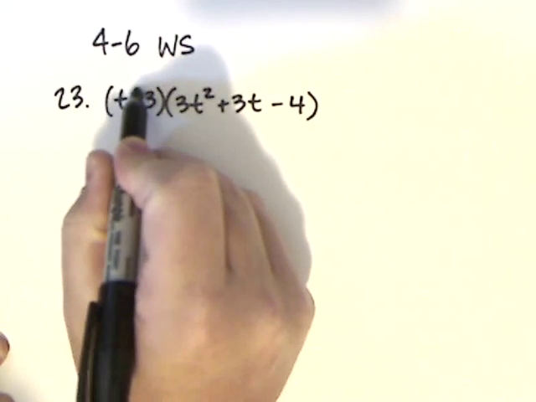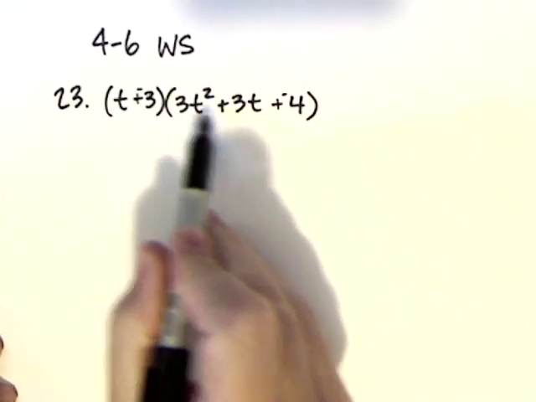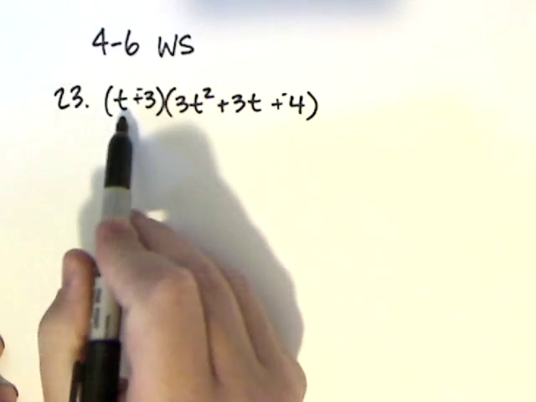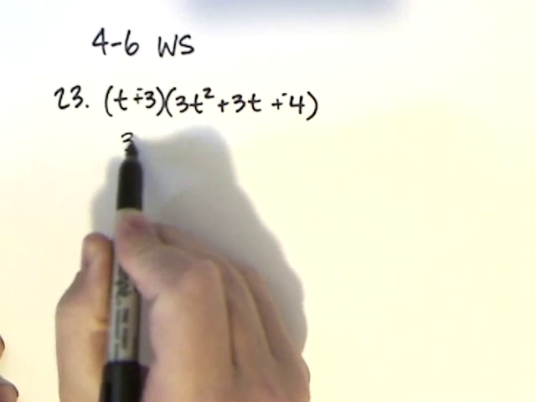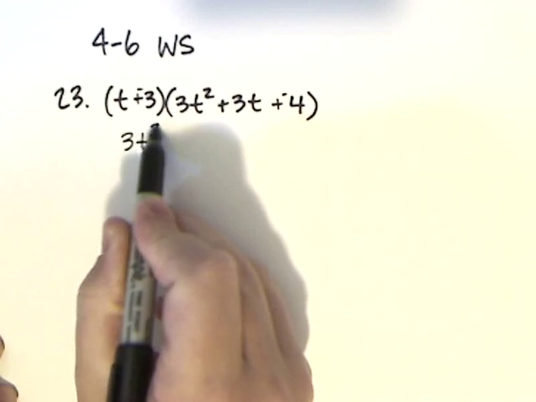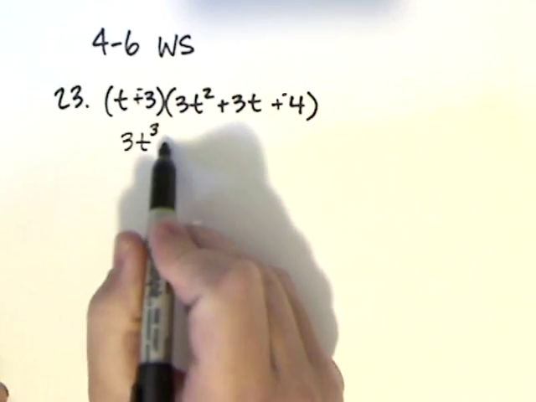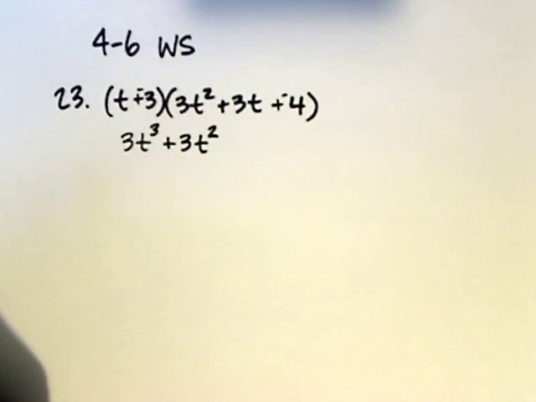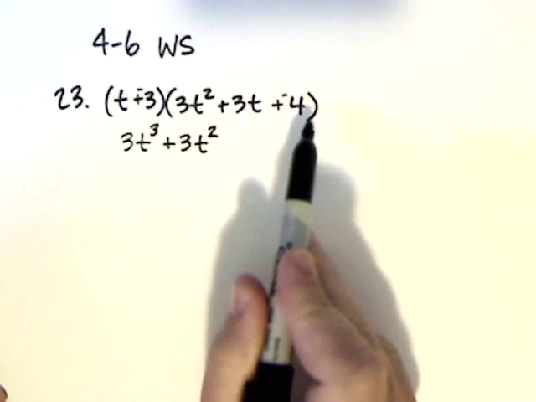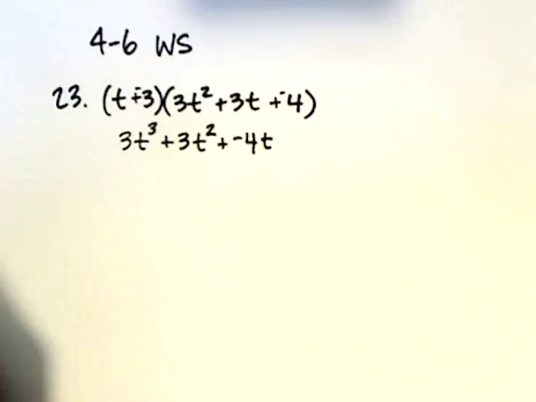So the first thing, I'm going to change these two minuses to add the opposites so I don't forget that those are negative terms. Now I'm going to take the t times each one of those. So the first thing I'm going to do is t times 3t squared. T times 3t squared gives me 3t to the third. Now I take the t times the positive 3t, so that gives me 3t squared. Now I'm going to take the t times the negative 4, so that gives me negative 4t.